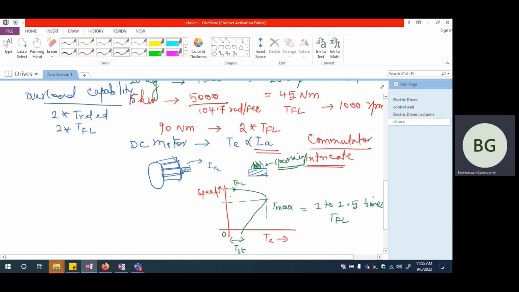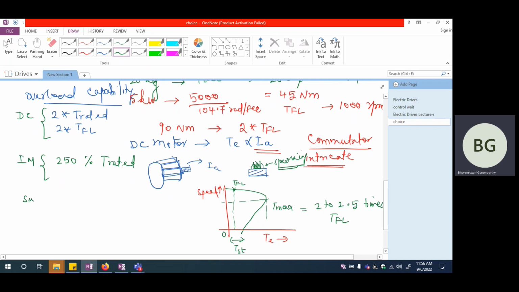This is the rated torque. Then the maximum torque is anywhere between 2 to 2.5 times. So I would say overload capacity of the DC machine is only twice at the most, whereas induction motor, it can be as high as 250% of rated torque.